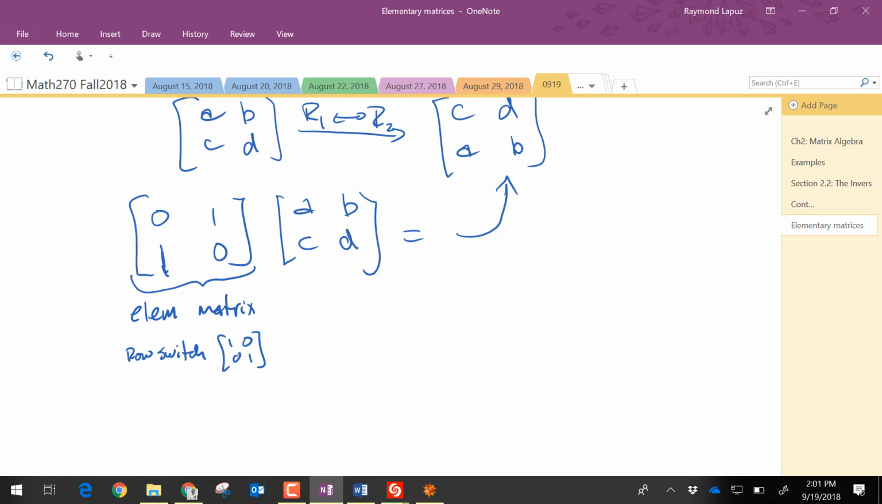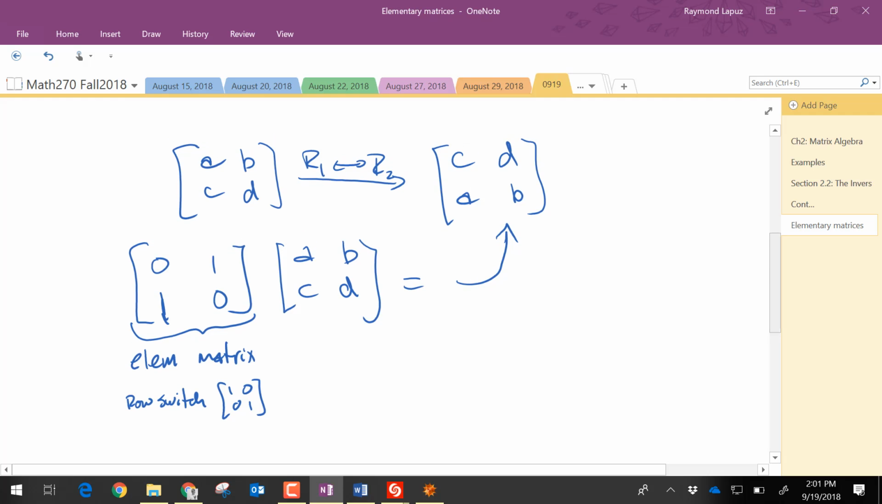So whatever you want to do with this matrix, you can first do on the elementary matrix, on the identity, and then multiply it on the left side. If I want to get rid of A in my next step, I would probably multiply by negative C over A or something like that. You can do this on singular matrices also.